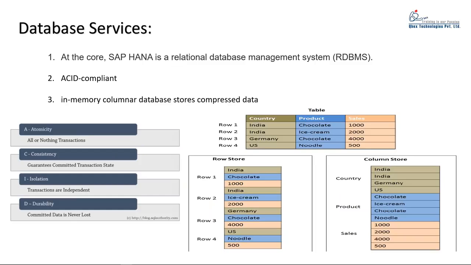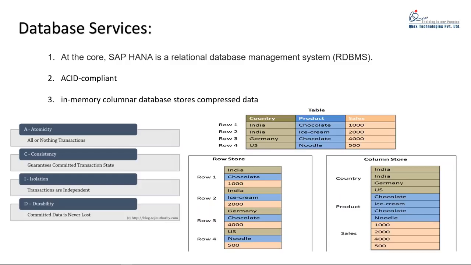And then it has indexing, which links which value of the column country is linked to which value of product, and which value of product is linked to which value of sales. That's how it stores data in the form of columns. Ultimately, whether it is row store or column store, the user sees a normal table with rows and columns.